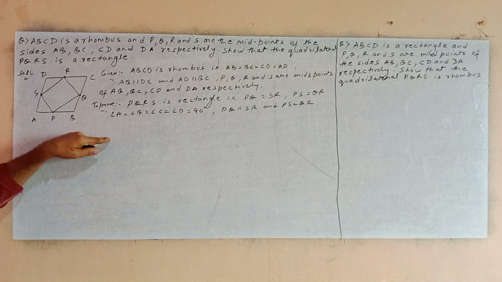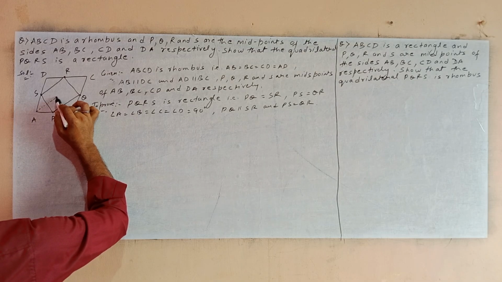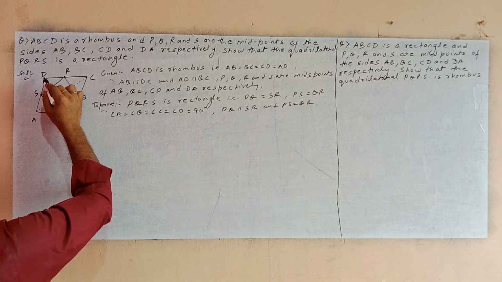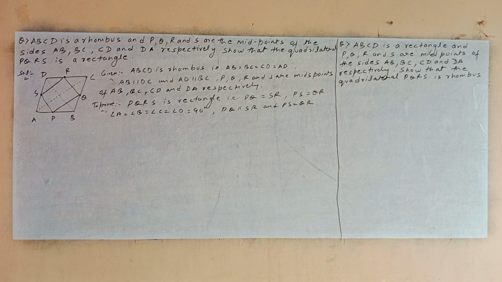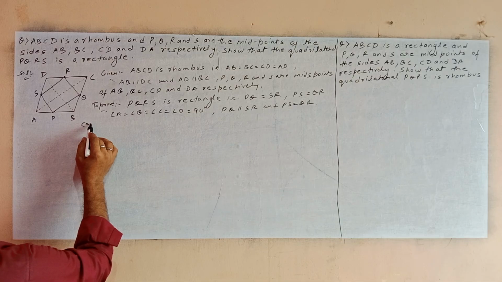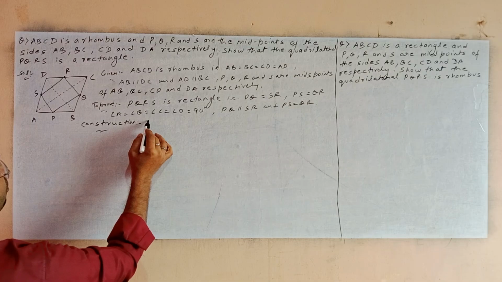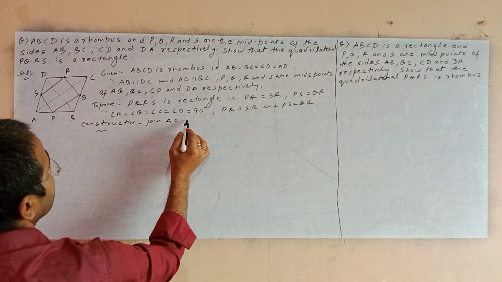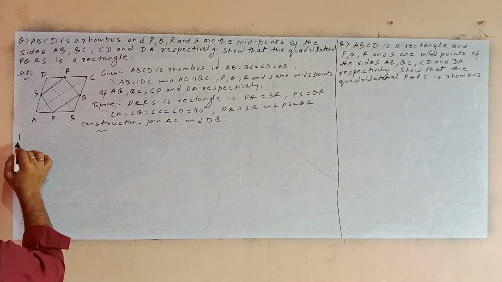So see here, for proving this, you will do a construction. Without construction, you can't do it. So what will you do? You will join AC and BD, the diagonals. In construction, you will write: join AC and DB. Now let us start our proof.